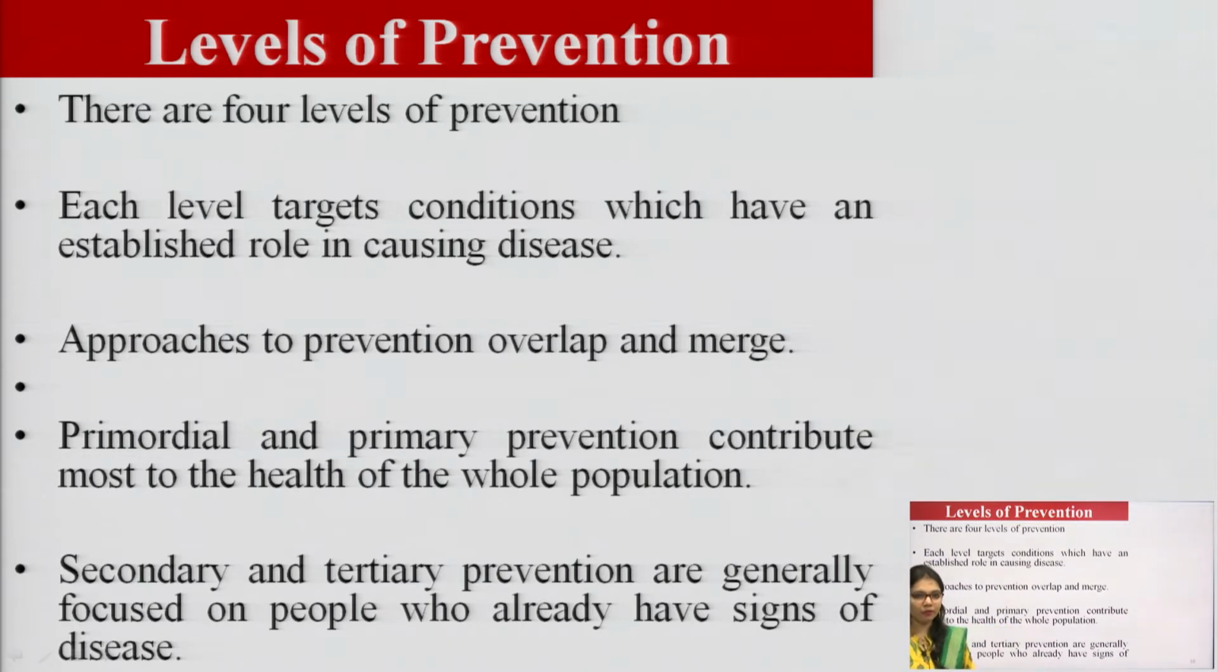So for primordial prevention, I will discuss the aim, target and action of the primordial prevention. Same with the primary, secondary and tertiary. Secondary and tertiary prevention are generally focused on the people who already have signs of a particular disease, for example, diabetes or diabetic retinopathy. These are some examples.